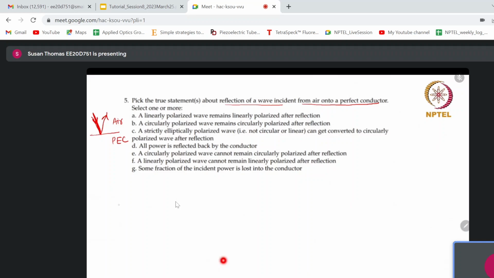So if that incident wave has some polarization, what happens to the polarization of that reflected field, or what happens to the reflected electric field? So in terms of polarization, let us discuss that.